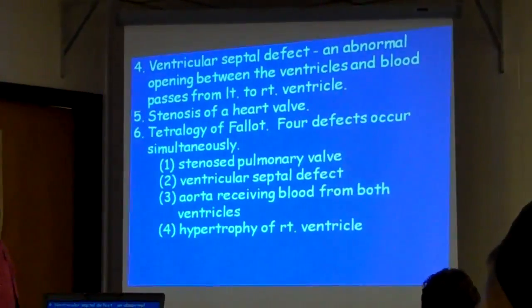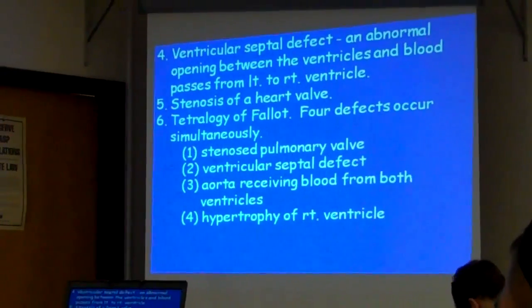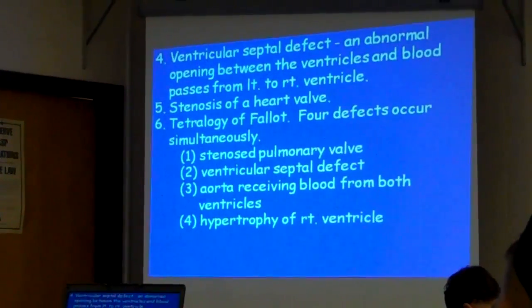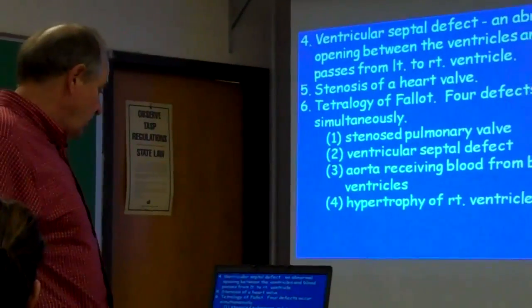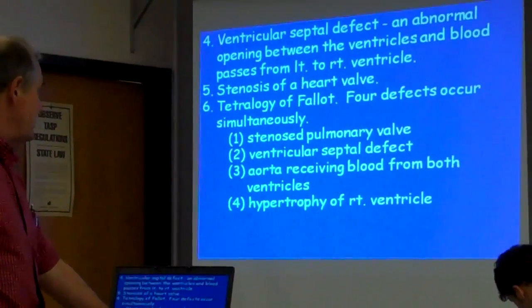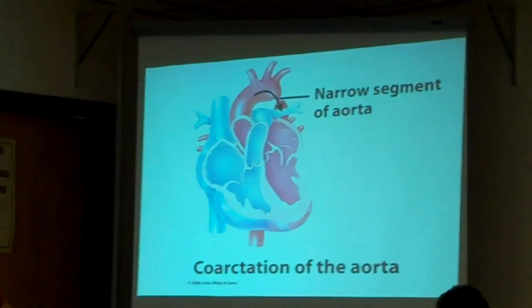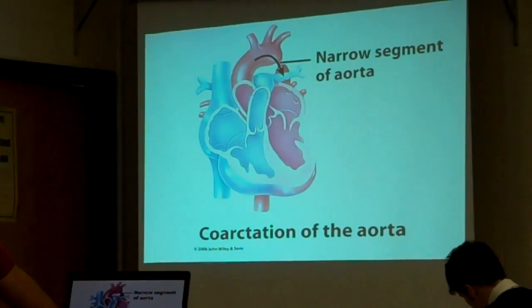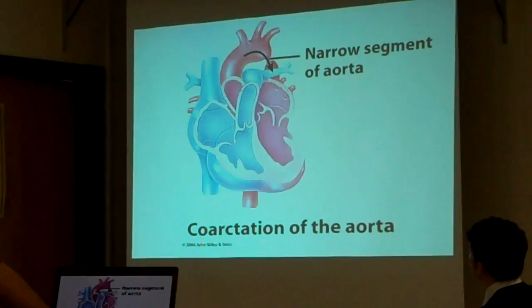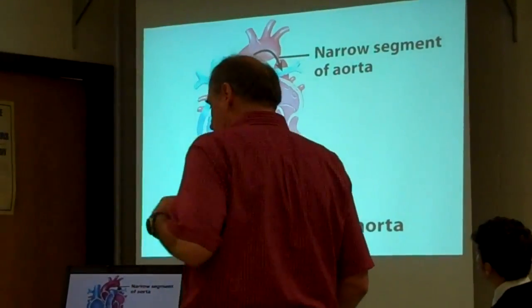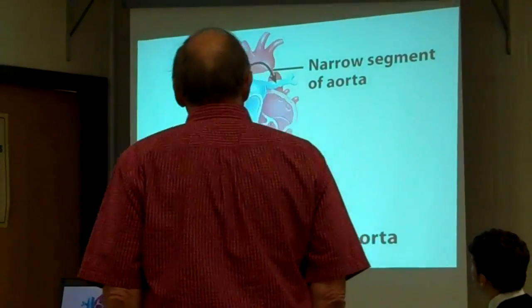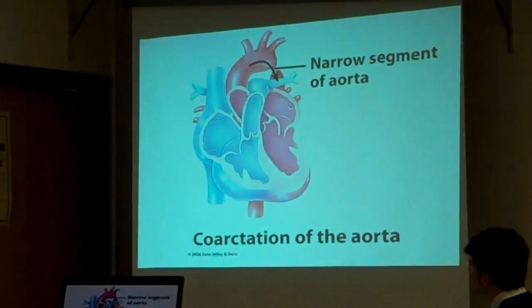I don't really know how well they correct all this stuff. Tetralogy means four. That is the way tetralogy of Fallot goes. All right, now then, there is the coarctation of the aorta, a narrowed area right here. Look at this. Can y'all see it? You see the narrowed area of the aorta?